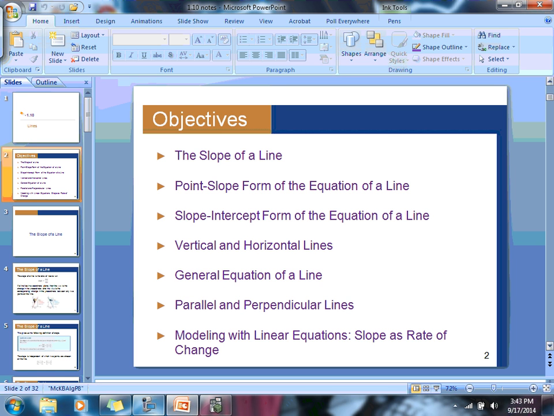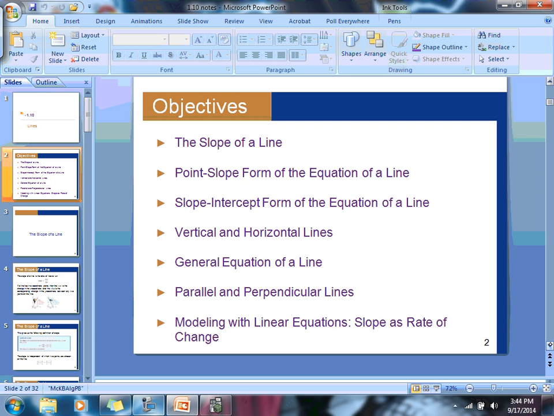We're going to talk about the slope of a line. We're going to talk about point slope form, slope intercept form, and also standard form for the equation of a line. We're going to review horizontal and vertical lines, the general equation, that's the standard form for the equation of a line. We're going to talk about parallel and perpendicular lines, and then also modeling. So that means we get a word problem at the end that deals with slope.